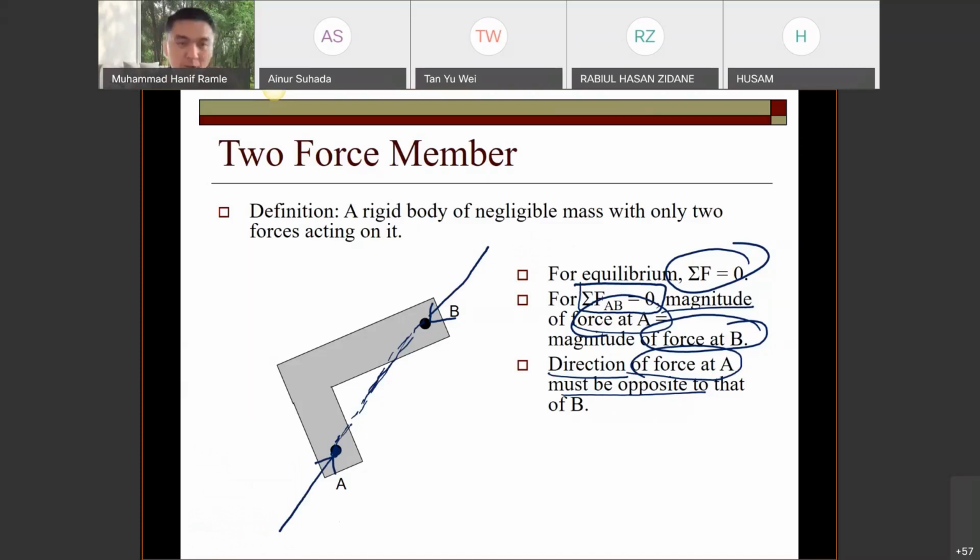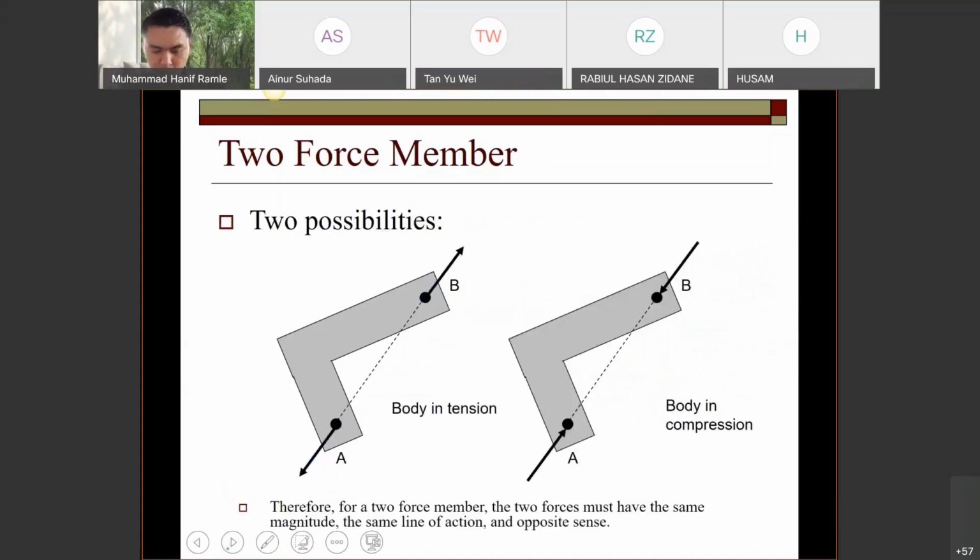Before I proceed to the example, is there any question? Okay, let me continue before we do the example.